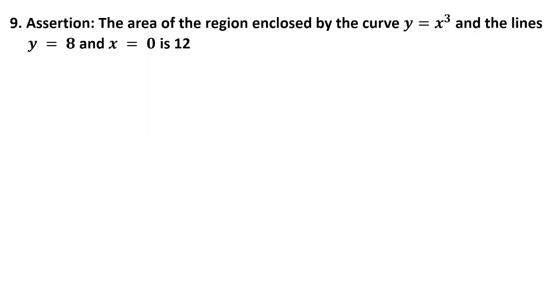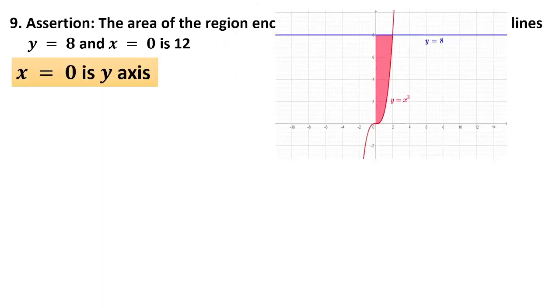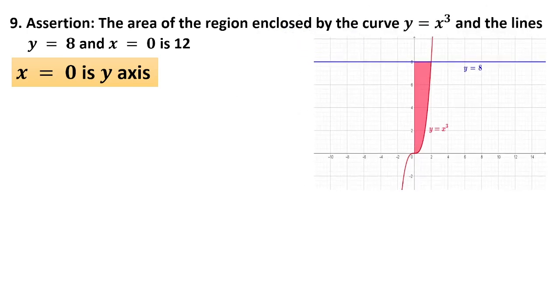Assertion. The area of the region enclosed by the curve y is equal to x cube and the lines y is equal to 8 and x is equal to 0 is 12. Once again, what is y is equal to x cube? It is a curve, all of you know, we can just draw it. y is equal to 8 is a line parallel to the x axis. x is equal to 0 is the y axis. Therefore, this is the diagram. This is the diagram for it.